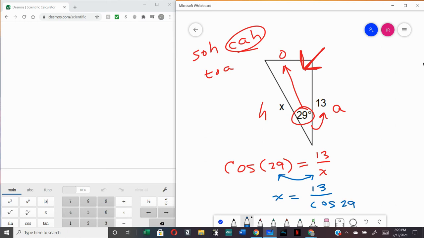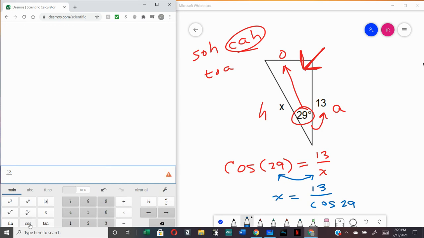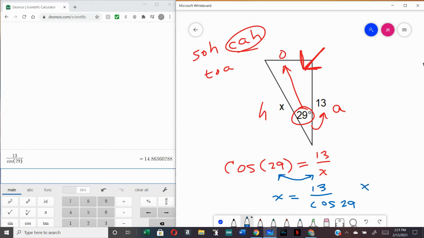So if you don't have a TI-84 or a handheld calculator that you can use, and your phone isn't always the best calculator to use, Desmos will do all the work for you as far as this goes. So I'm going to type this in. I'm going to do 13 divided by the cosine of my angle, which is 29. And then I'm going to get my answer, which is 14.86 or 14.9. So I'll know X is 14.9.